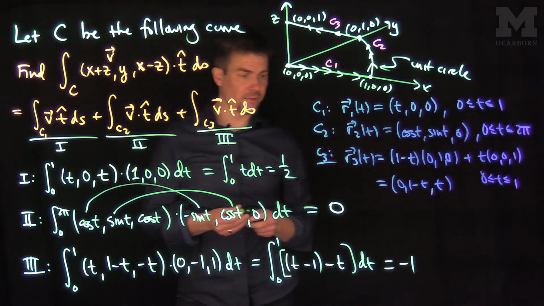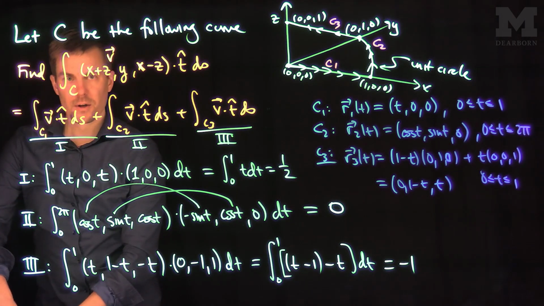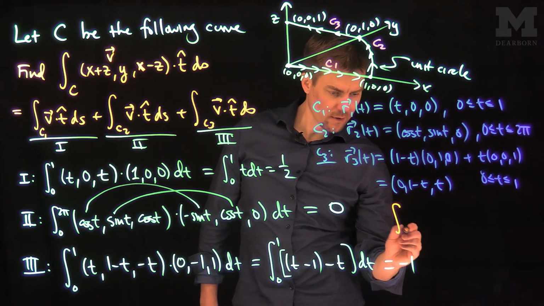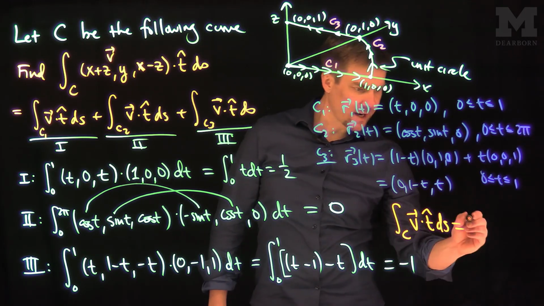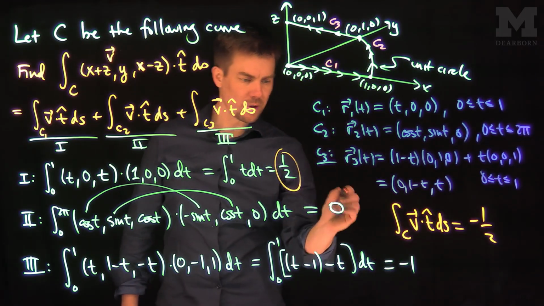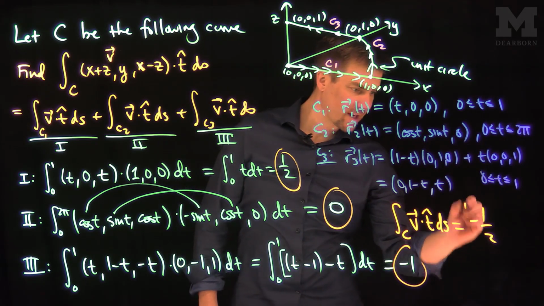So all total, what's this flow? The flow of this vector field over the curve is this value plus this value plus this value, which is negative 1/2.